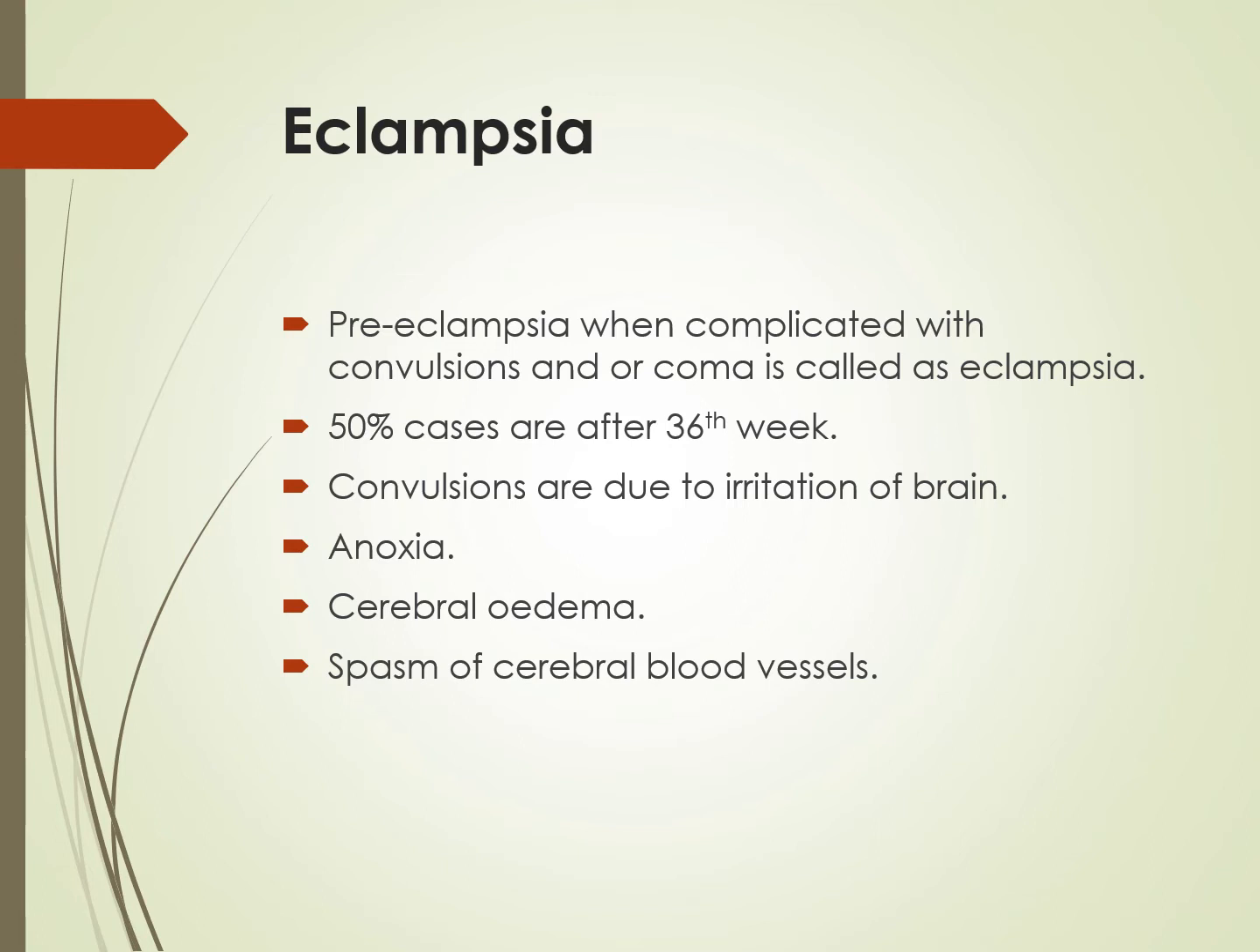And usually this eclampsia is in late pregnancy, say around or after 36 weeks, that the preeclampsia, which is not controlled, which is not managed properly, can get converted into eclampsia, that is convulsions and coma.